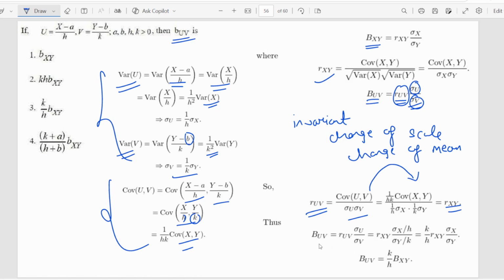And so we take this, substitute the expressions in terms of the original random variables, and we get this. Now this is something we already know. This is the starting point, b xy. So this becomes this, and we have the right answer here.